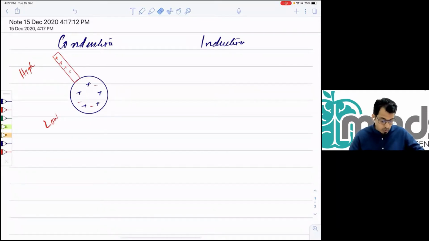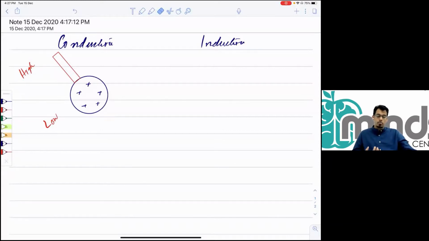Then another electron moves, another positive disappears, another electron, another positive, and a point is reached when both bodies are at same potential. Now the flow of charge will stop. But during all this process, what has actually happened? The rod which was positively charged is neutral now, and the sphere which was neutral is positively charged now. This is known as conduction.